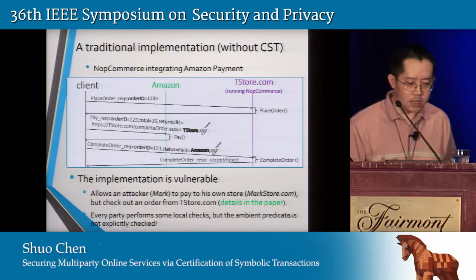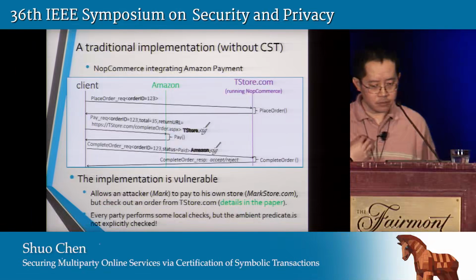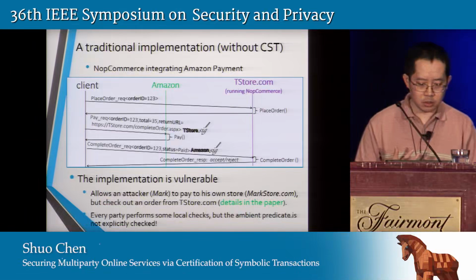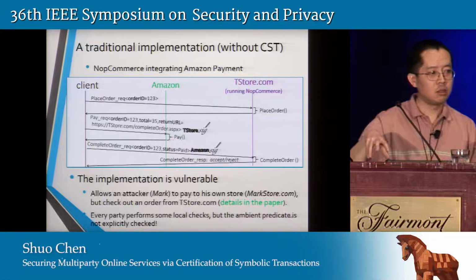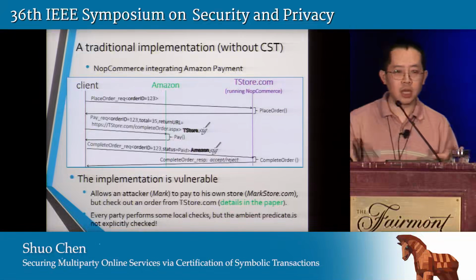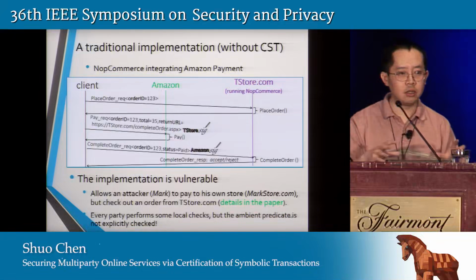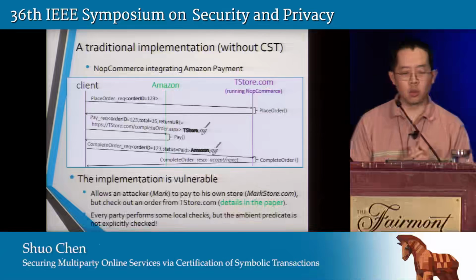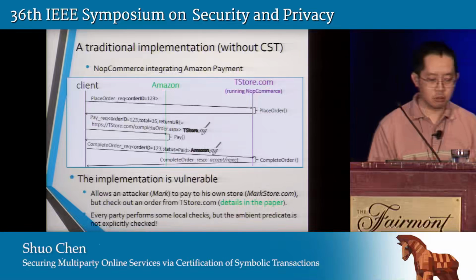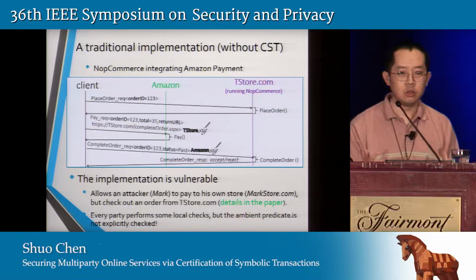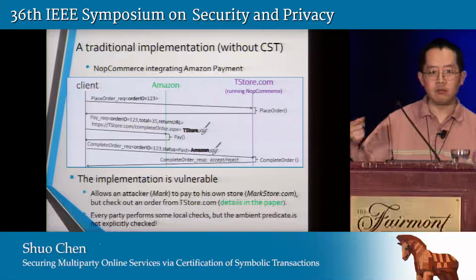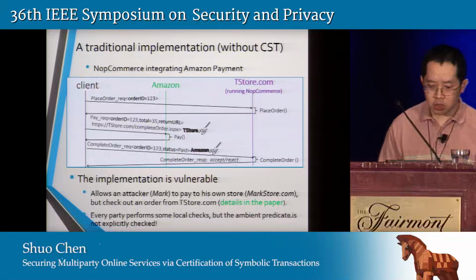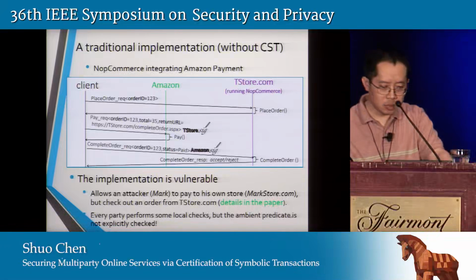What is important here is that in a traditional implementation, every party just does some local checks. But the most important ambient predicate is nowhere to be found in the whole implementation. So wouldn't it be great if we could enable developers to explicitly check the ambient predicate? That will make sure that we have end-to-end safety. So here comes our CST implementation.